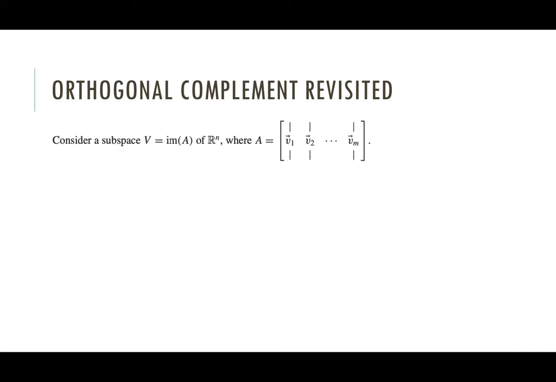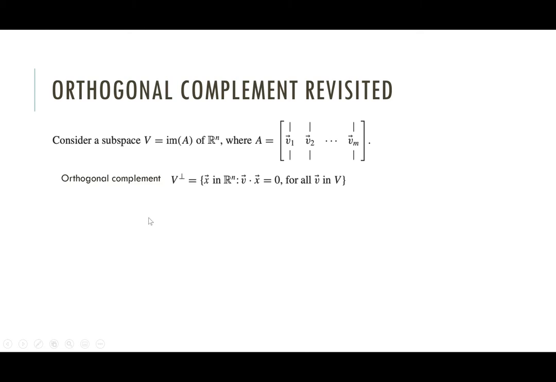Suppose we have some subspace V, and let's have that subspace be the image of A, where A is some matrix with these column vectors. So consider V being the image of A. By definition, the orthogonal complement of some subspace V is the set of vectors x such that x dotted with v is 0 for every vector v in the subspace V. That's just the definition of the orthogonal complement.